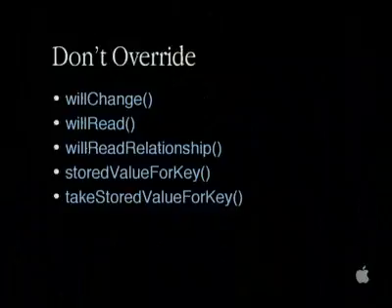Okay, the following methods are things that you want to invoke, but you don't want to override. These are all things used by the framework, and we give you a good implementation, and I don't think anything good can happen if you override any of these methods. So will change notifies the editing context that you're changing this object. Do that in your setter methods. Will read in your getter methods. Will read relationship. If you're implementing deferred faulting, you'll need to invoke this. Again, if you're doing an EO generic record, you don't even have to worry about invoking any of these methods because we'll invoke those for you.